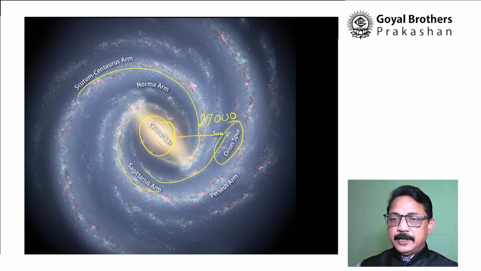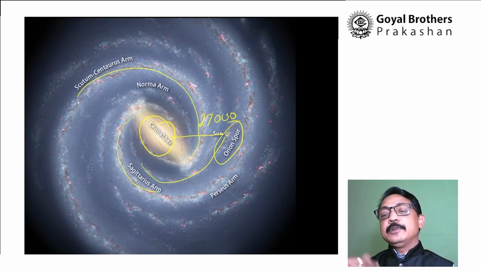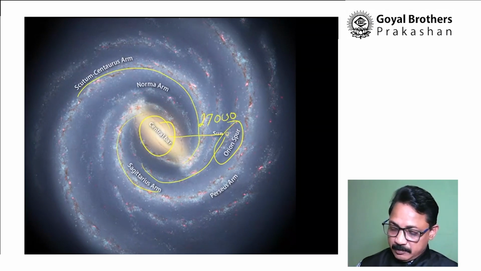The fastest vehicles, the rockets made by human beings, can travel at a maximum speed of 75,000 kilometers per hour. If you travel at a speed of 3 lakh kilometers per second, then after 27,000 years, we will be able to reach the center of the galaxy.